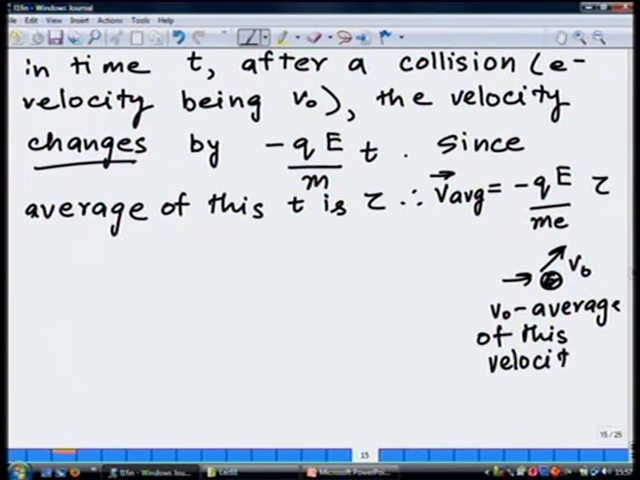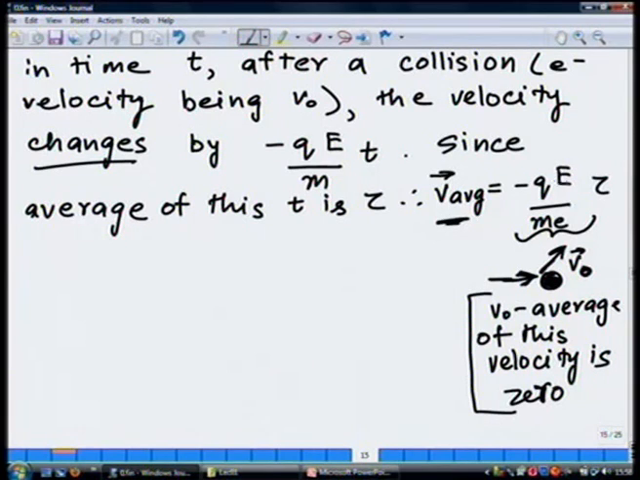Remember, v0 is a random velocity. Here is the ion, and here is the electron which came out with velocity v0, in a random direction. So the average of this velocity is of course 0. The only contribution to the average velocity in the presence of an electric field is therefore this. This is the change in average velocity due to the electric field.